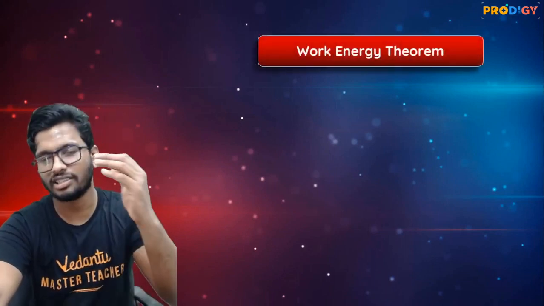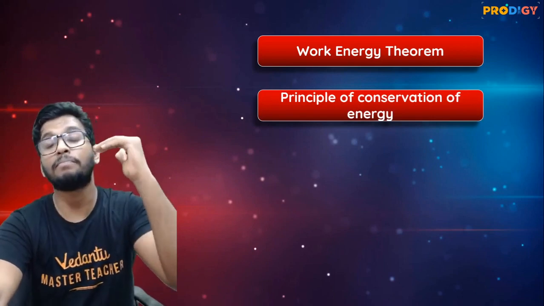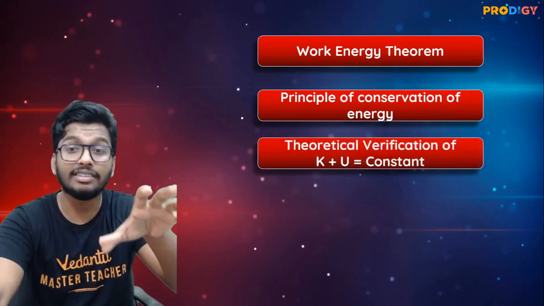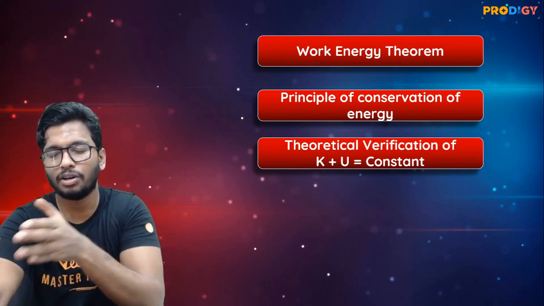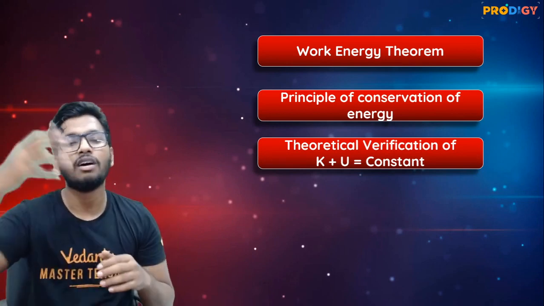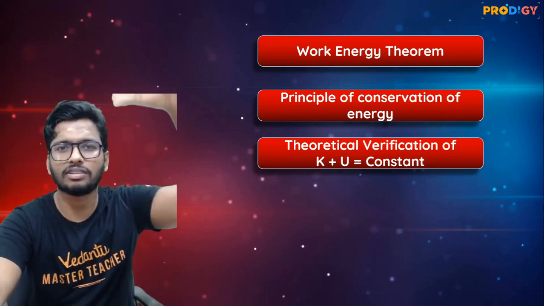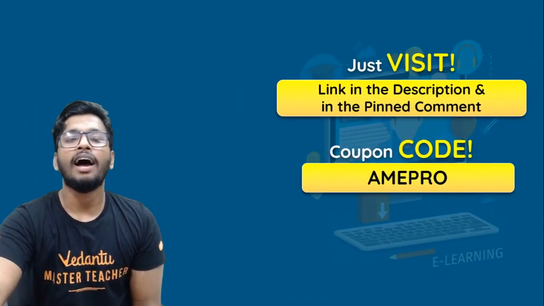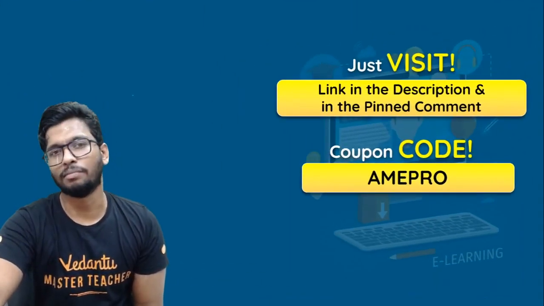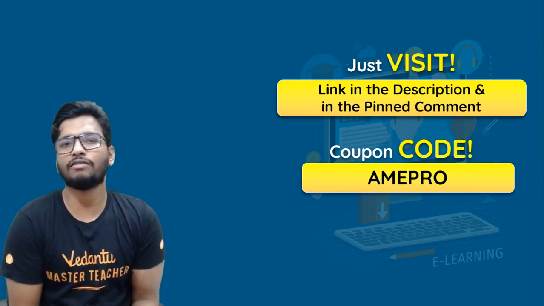All right guys, so we'll also understand what is work energy theorem. We'll understand the principle of conservation of energy. The theoretical verification that K plus U, that is kinetic plus potential energy, is basically a constant for a body at any point when it's dropping down or falling down from a height. We'll do the derivation of that as well. And yes, lots and lots of numericals. So yeah, people, that's pretty much it. That was just the outline of the chapter.